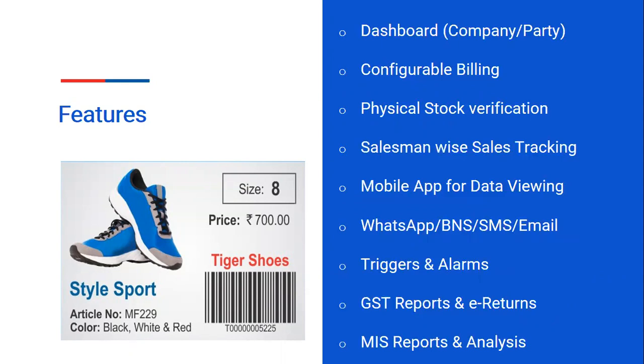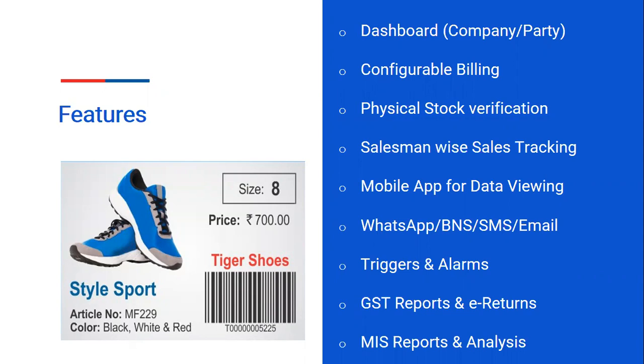The next point is configurable billing. You can configure the invoice and everything as per your requirement. We have customization in our Busy. Using this, you can add your company logo, bank information. You can add or remove the required columns. You can put the bank details. You can add the digital signatures, etc.